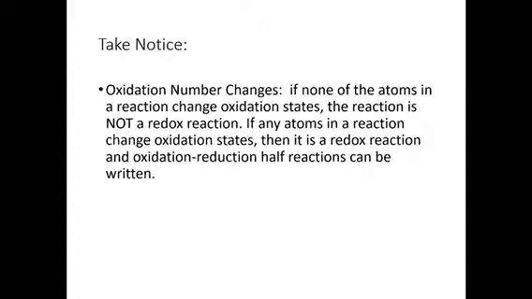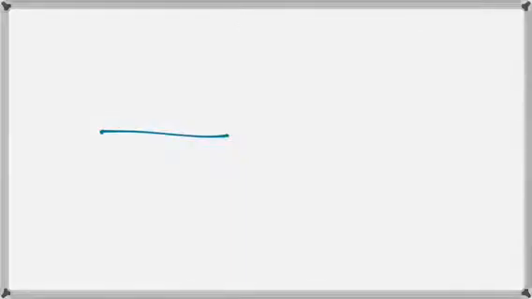So I do want you to take notice of something, and that is sometimes when you're looking at equations and you're assigning oxidation states and none of the oxidation states are changing, meaning they stay the same on both sides of the equation, then it's not actually a redox reaction, okay? And so I'm going to give you an example of both what is a redox and what is not, just by looking at the equation. And so let's go with that. We'll start with one that is a redox reaction.